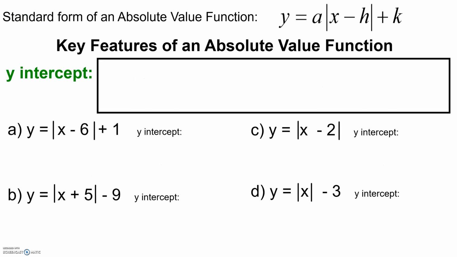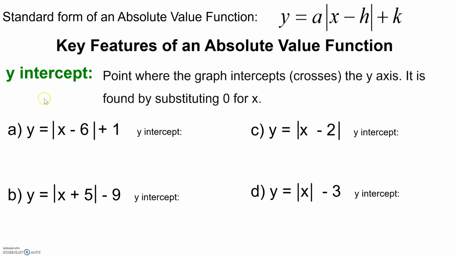The next key feature we're going to talk about is the y-intercept. As we remember, it's the point where the graph intercepts the y-axis. It's found by substituting 0 for x. So everywhere I have an x, I'm actually going to put a 0. And then I'm going to just evaluate what we have. We have the absolute value, which kind of acts like parentheses, so we have to do it first. 0 minus 6 is the absolute value of negative 6. Don't forget, you still have the absolute value around the outside, plus 1.